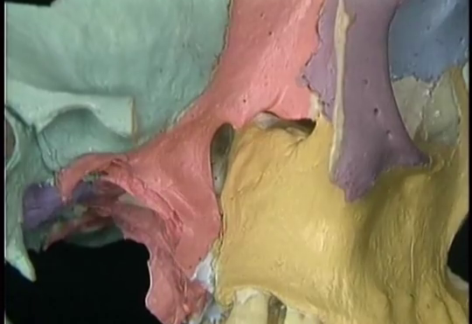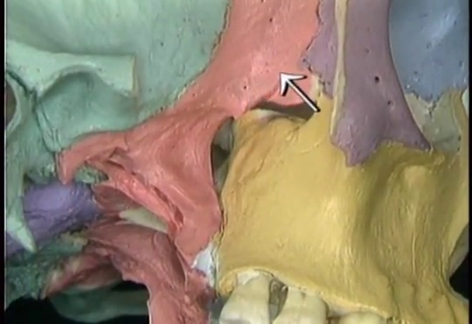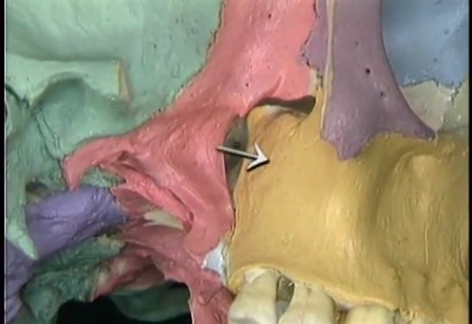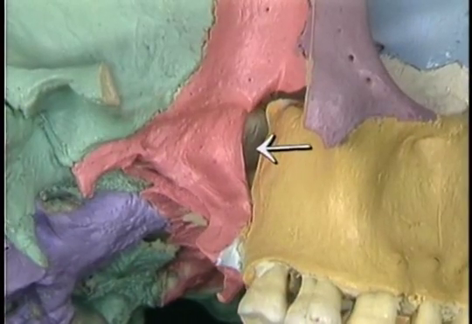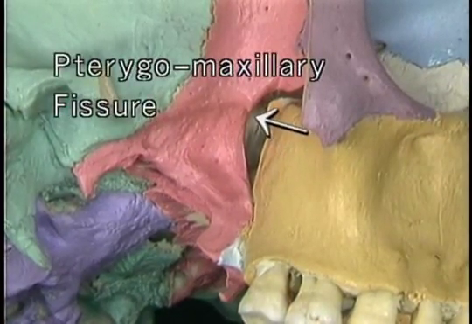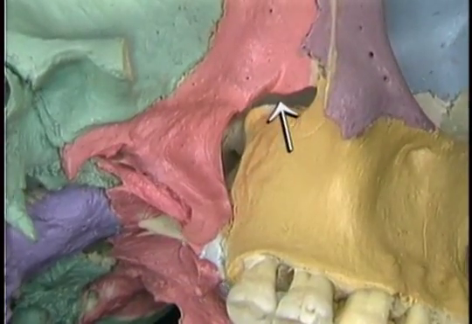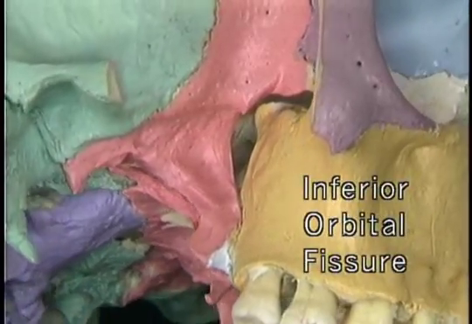Here's the area we'll be looking at. Here's the underside of the greater wing of the sphenoid bone. Here's the lateral pterygoid plate. Here's the back of the maxilla. This gap between the pterygoid process and the maxilla is the pterygomaxillary fissure. It's continuous with this gap between the maxilla and the greater wing of the sphenoid, the inferior orbital fissure.